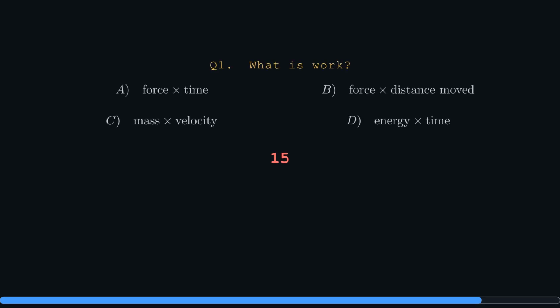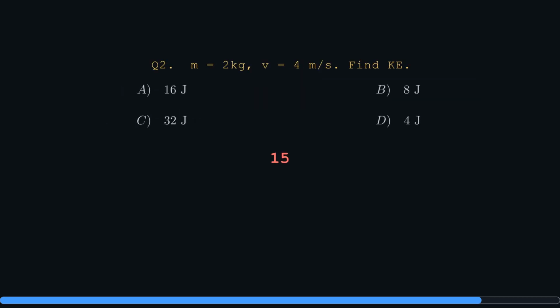Question 1. What is work? The answer is B, force times distance moved in the direction of the force. Question 2. A 2-kilogram object moves at 4 meters per second. What is its kinetic energy? The answer is A, 16 joules.